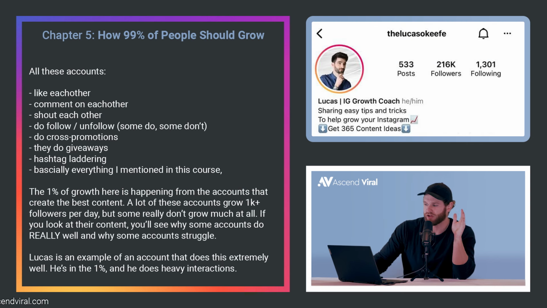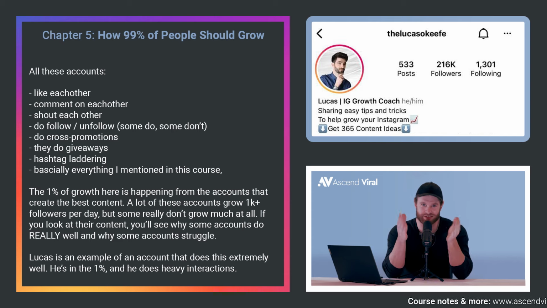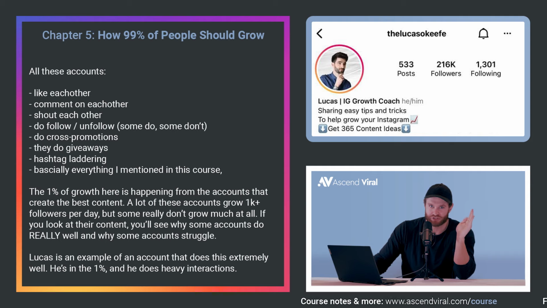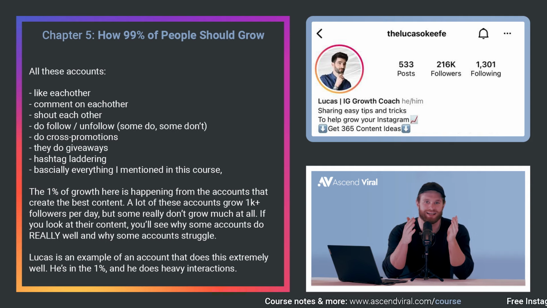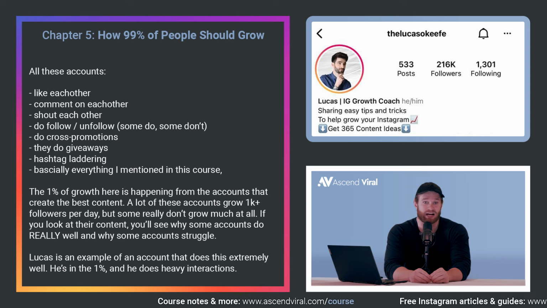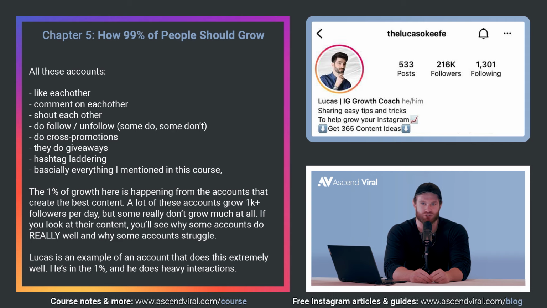So I'm going to give you a lot of examples of some of these 1% accounts in the last chapter. But in this chapter, I'm going to give you one example. And that example will let you see thousands of examples. So the example I'm going to give you is Lucas O'Keefe. There are obviously other niches that use this strategy, but the Instagram marketing niche is the most clear example that I could give you. Go to his account, go to his comments, click on any account, go to their comments, click on any account, repeat this 6,000 times. You will see thousands of accounts doing this strategy.